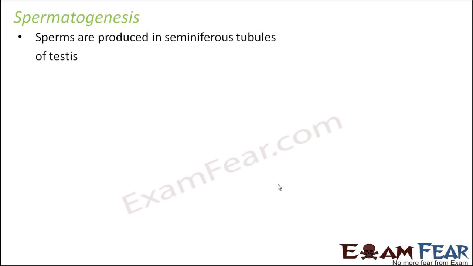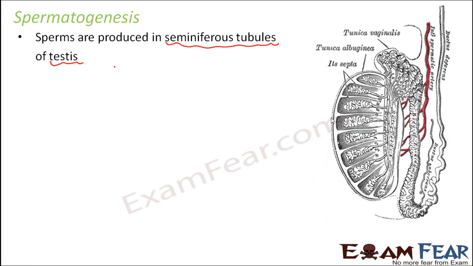As the name suggests, this is the process by which sperms are produced. Now, while discussing the male reproductive system, I already told you that sperms are produced inside the testis, and where exactly inside the testis? In the seminiferous tubules of the testis. You remember where the seminiferous tubules were? These highly coiled tubules. These are the seminiferous tubules, and inside these tubules, the sperms were produced.